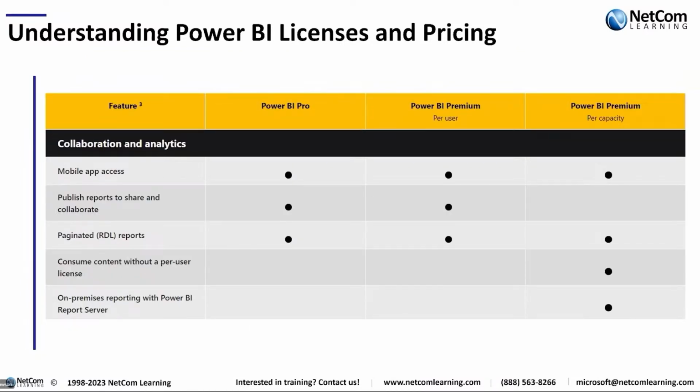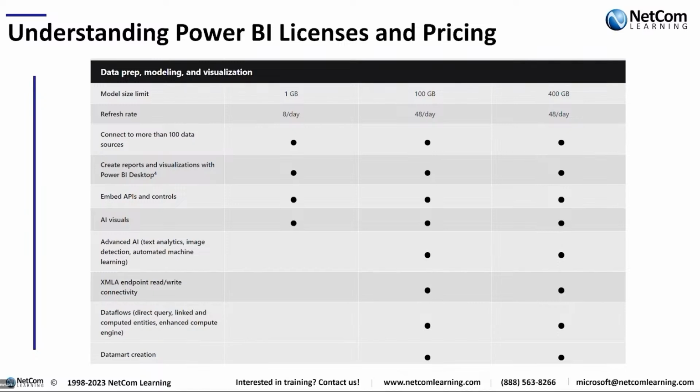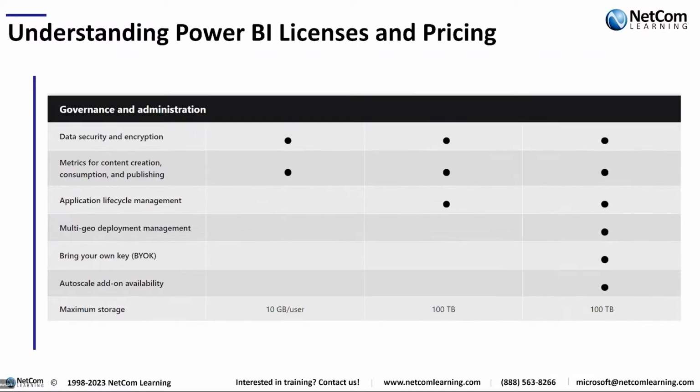And here we've got an example of some of the features that are available in each of the 3 platforms, right? So capability for mobile access, publishing reports, having paginated reports, the ability to consume content without a per user license, and also allow for on-premise reporting with Power BI Report Server. We can also see some of the other limitations. So again, the model size limits, the refresh rates per day, and other connectors such as embedding APIs, AI visualizations, data flows, data mart creations, and lastly, governance and administration.